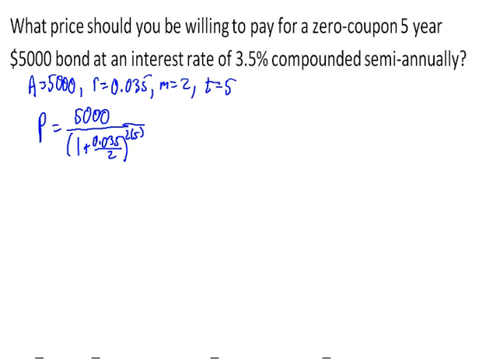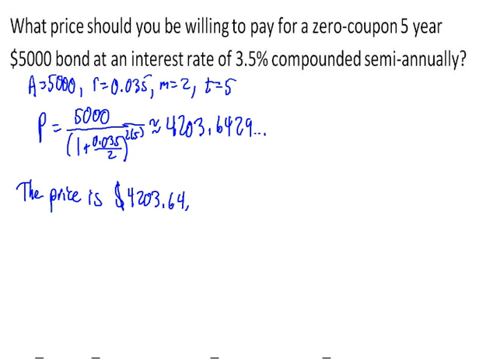So plugging this into the formula, the price we should be willing to pay is 5,000 divided by 1 plus 0.035 over 2 raised to the 2 times 5. Now if you plug that into your calculator, you get approximately $4,203.64299. Now rounding this to the nearest cent, the price you should be willing to pay is $4,203.64.